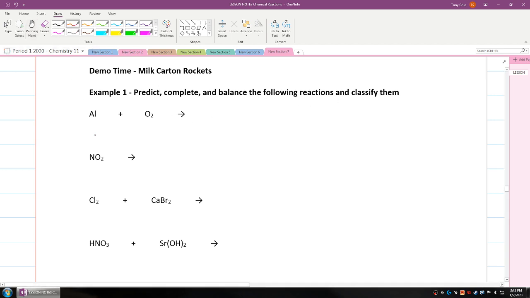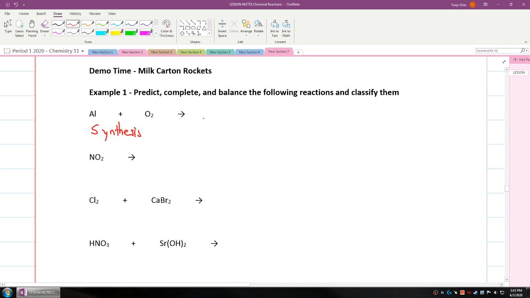The first example you see is aluminum plus oxygen gas. Now, when you see aluminum and oxygen gas, these are two elements. And because they're two elements, they're going to react to form usually a product. So in this case, this is a synthesis reaction. So what's going to happen? Well, I'm going to do a little intermediate step that you don't have to do. Because aluminum is a metal and oxygen is a non-metal, they're going to form ionic compounds. I just want to see how I could balance these charges out.